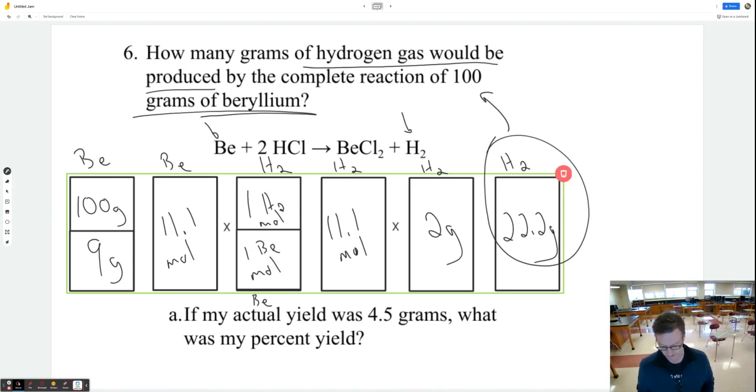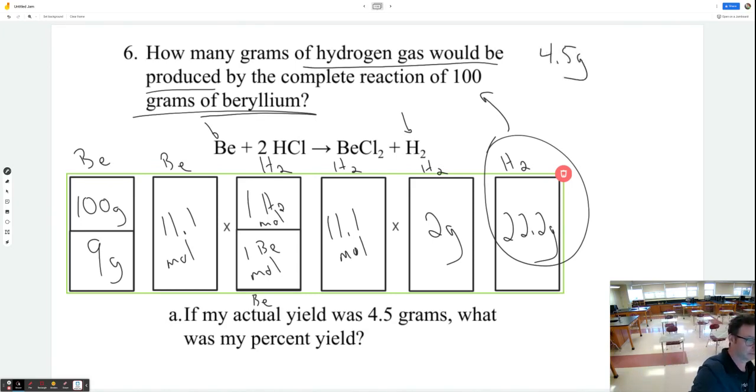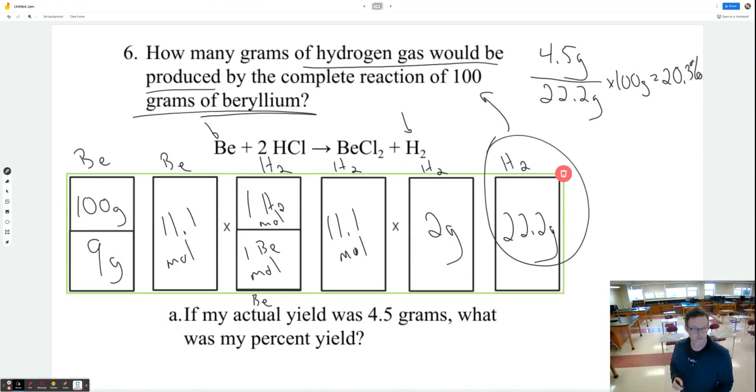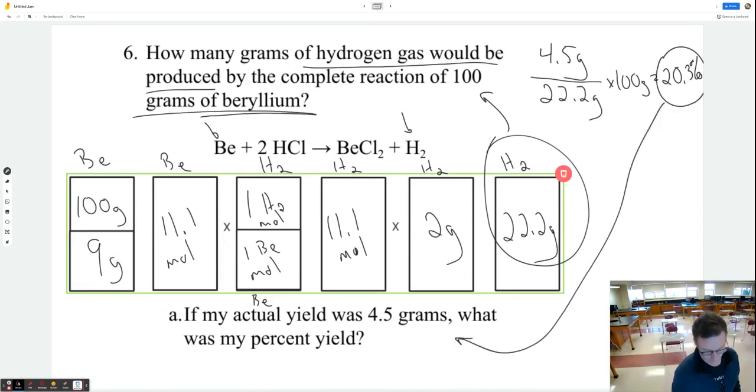The second part of the question is if the actual yield was 4.5, so actual is 4.5 grams over 22.2, okay, times 100, you get 20.3%. Okay, so the percent yield is 20.3. Theoretical yield was 22.2 if you start with 100 grams of beryllium.